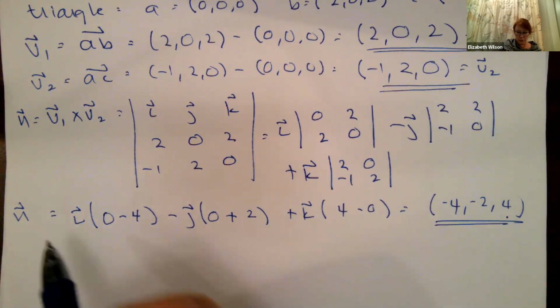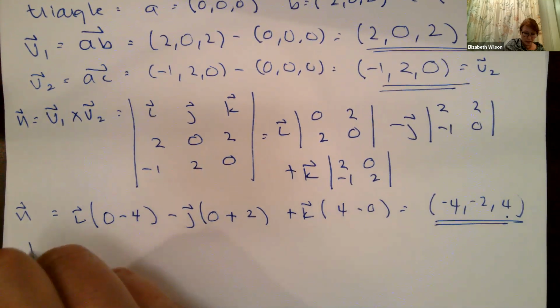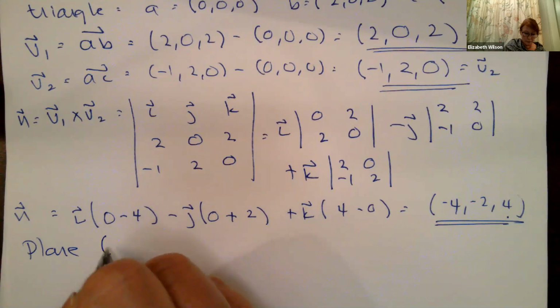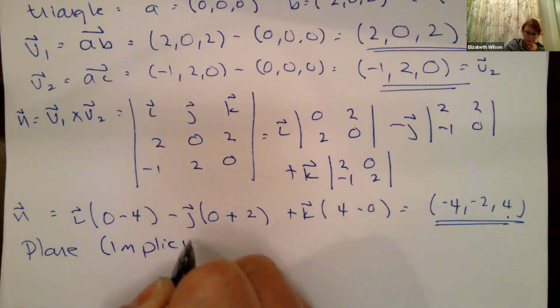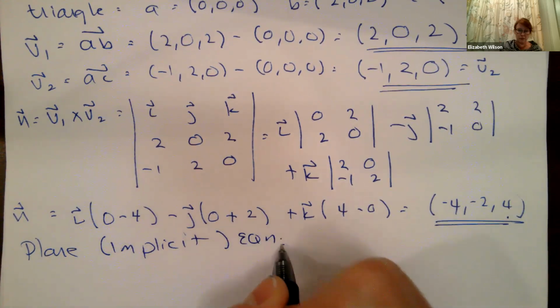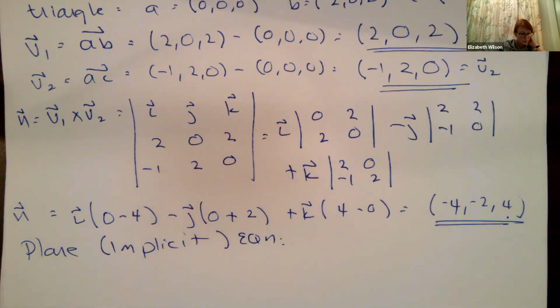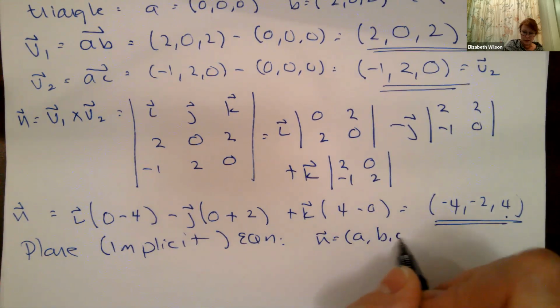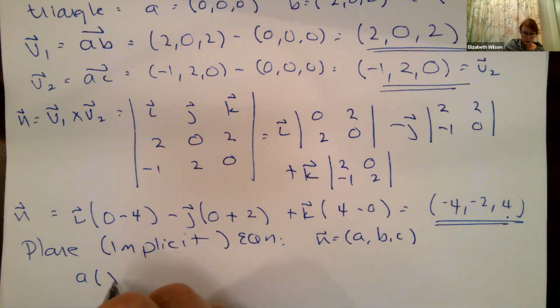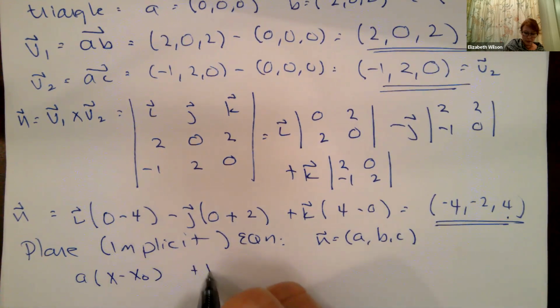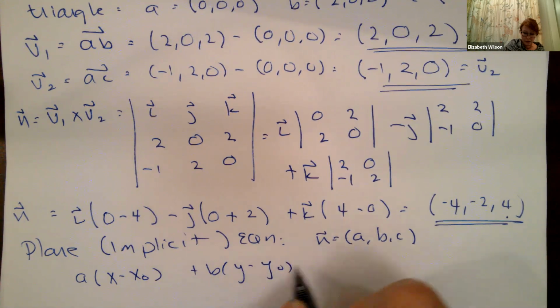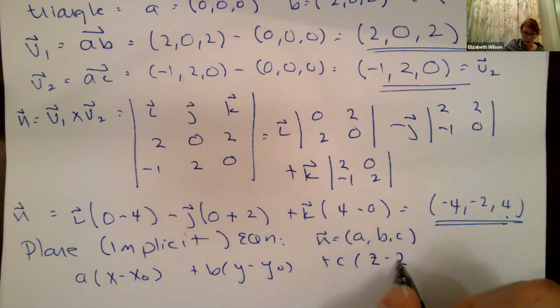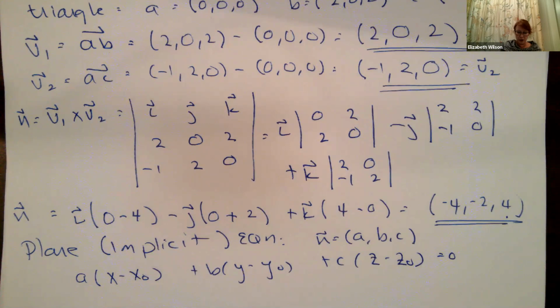And remember, this is my plane equation. My plane implicit equation is going to look like this, using the normal vector with components A, B, and C: A times (x minus x naught) plus B times (y minus y naught) plus C times (z minus z naught) equals 0, where x naught, y naught, and z naught are a point on that plane.